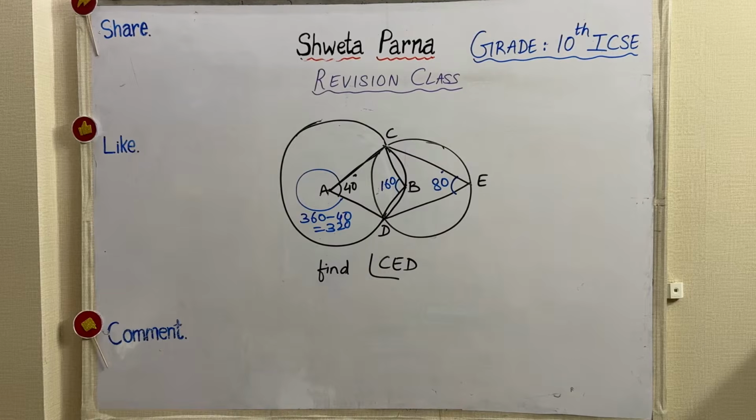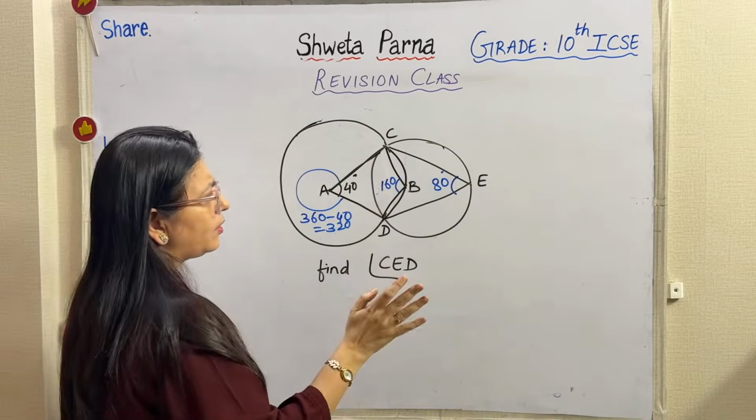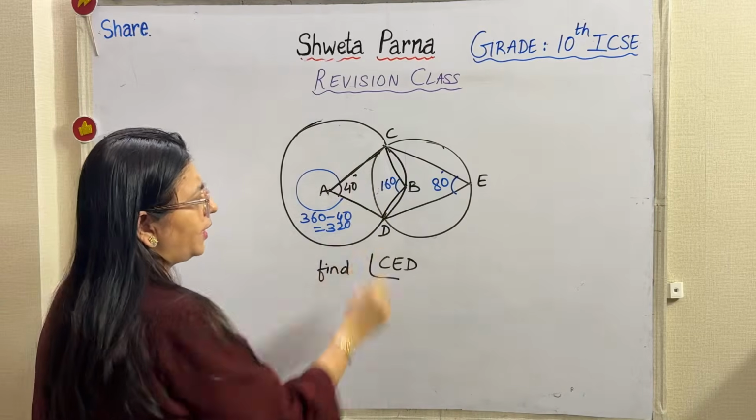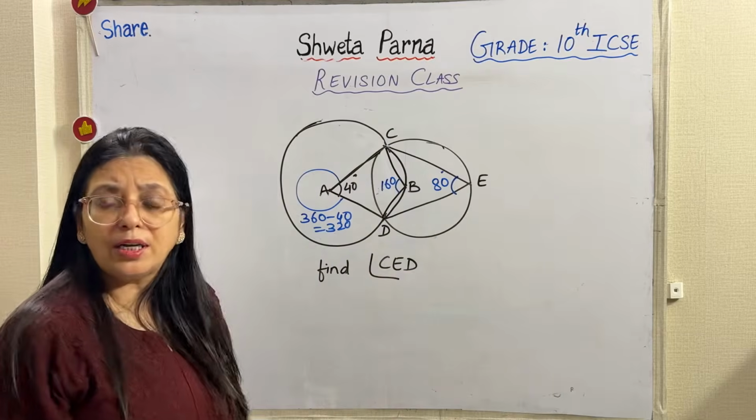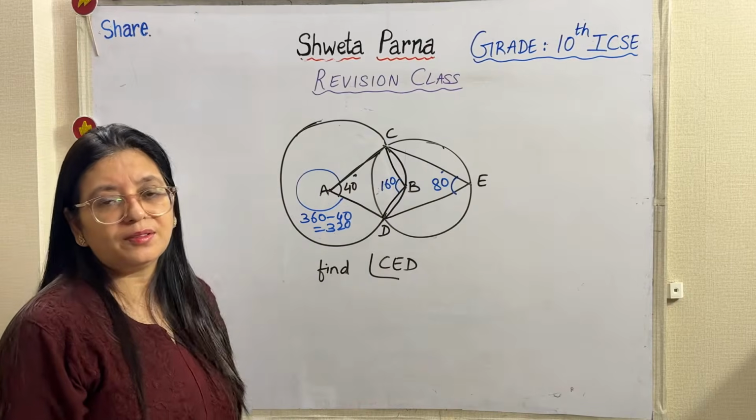Yes, Prisha? CB is the radius, CD, angle BCA. Yes. So you are saying this is a radius, so this is 90 degree. Correct. But what will you do with 90 degree over here? This is 90 degree. This is 90 degree. You are thinking of a quadrilateral? No. Why? Because they are part of two circles over here.